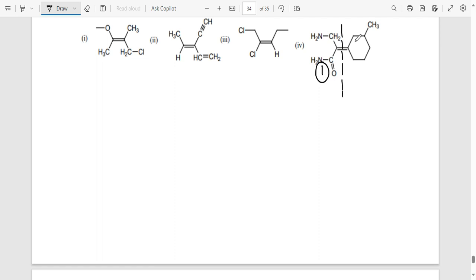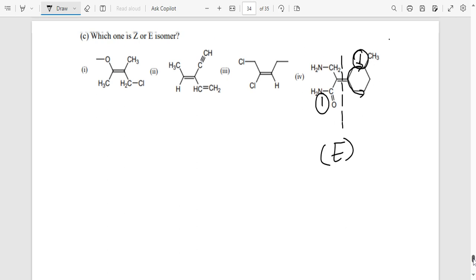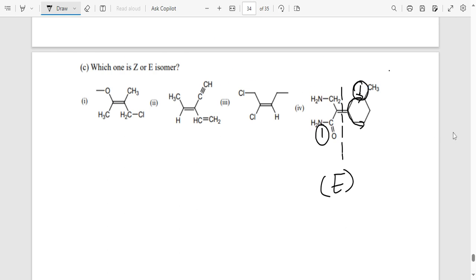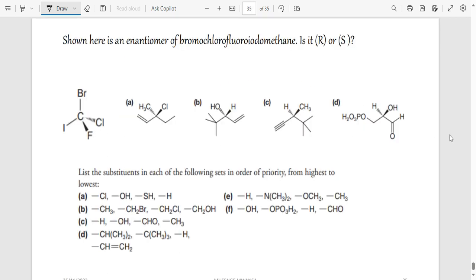How about this one on top? Now you can see, how do you determine which one is going to have priority? So look, if you go in this direction, you are finding a methyl. If you go in this direction, you're not finding any methyl, meaning that going up this direction, this one is going to have a higher molar mass. So these two groups of higher molar mass are on opposite sides. This is E configuration, and this question was just asking us to determine whether it is Z or E. We can also try out this, determine whether it is R or S.